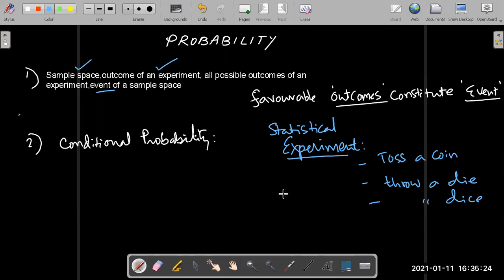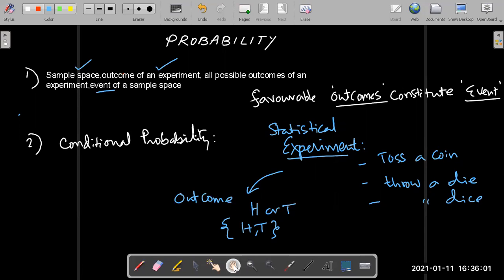Under statistical experiment, for example, when you toss a coin, the outcome can be either head or tail. It can't be both. So this is one time I throw a coin, I can get either head or tail. The sample space is usually represented as a set with this bracket, H comma T. This is the sample space for this.